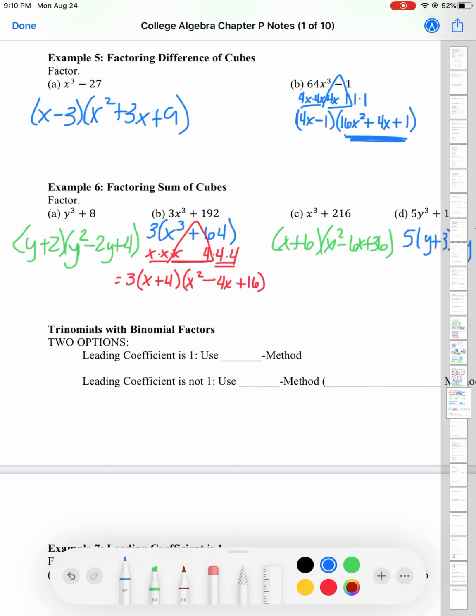Okay, finally, trinomials with binomial factors. So these are trinomials in the form y equals ax squared plus bx plus c. And actually, they're not even equations yet, they're just expressions. So when the leading coefficient is 1, remember we use the x method. And when we have a leading coefficient that's not 1, we use the AC method. Last year, I sometimes called this the rainbow method. So if you remember that, that's what we use.